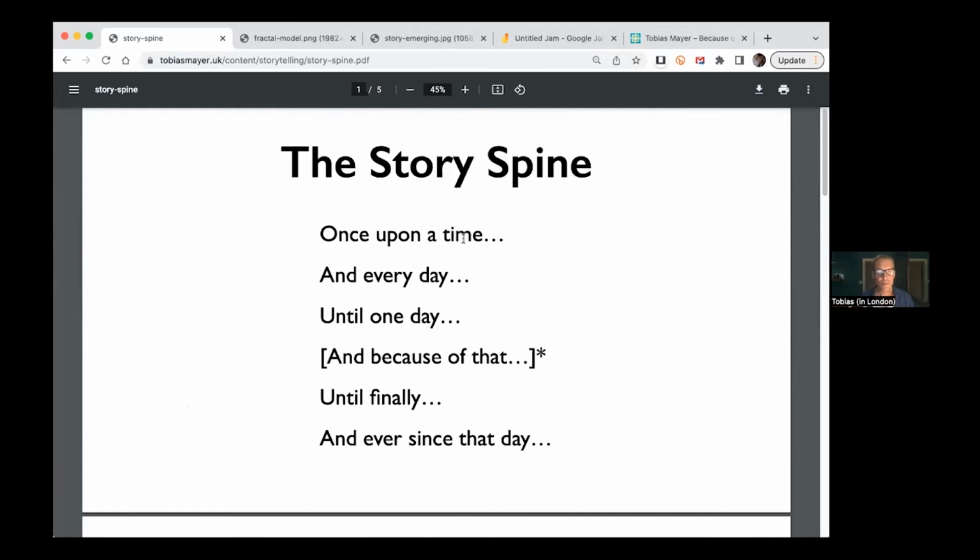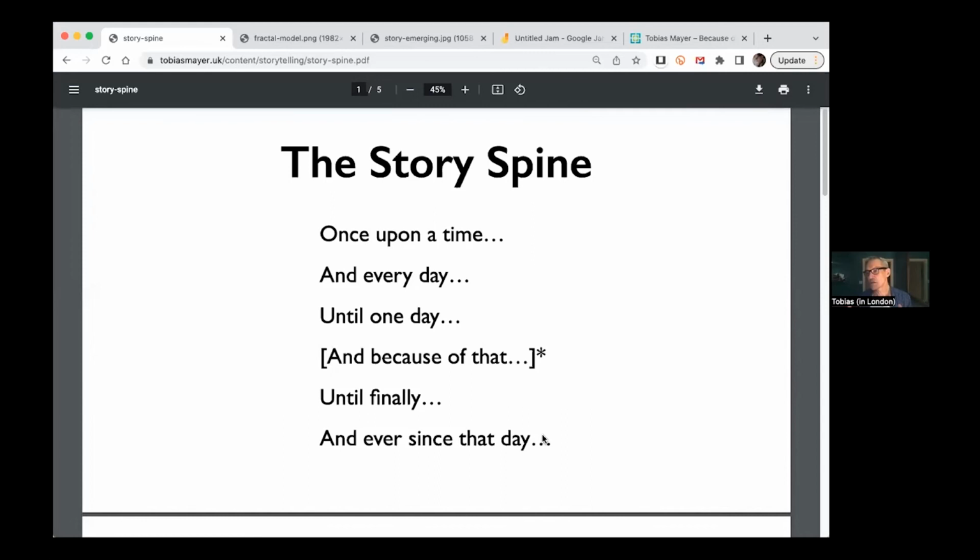A vision story starts with once upon a time is now, and ever since that day is some point in the future. That's the kind of story a new CEO or a new executive director might tell to the organization he or she has just joined. Okay, so here I am to run this company, and this is where I see you are now.